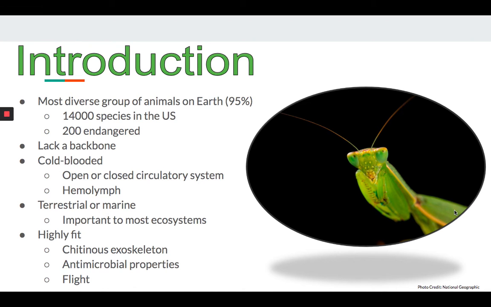Alright, so a little introduction to invertebrates. They occupy the most recognizable and abundant animal group on Earth. They represent about 95% of documented species. In the US alone, there are 14,000 species, of which 200 are endangered. Invertebrates have several advantages, traits that contribute to their dominant presence on Earth, including the presence of chitin in the exoskeleton, flight in many insects, hemolymph content, and more.